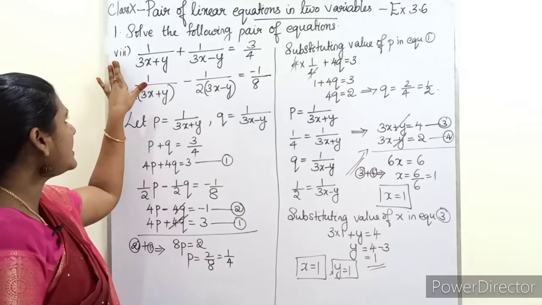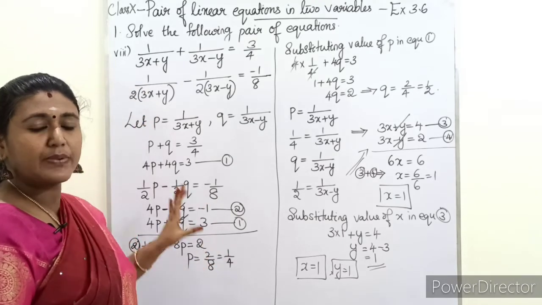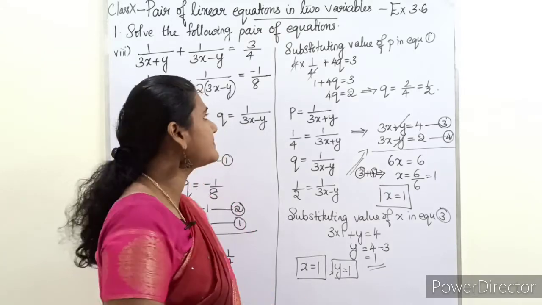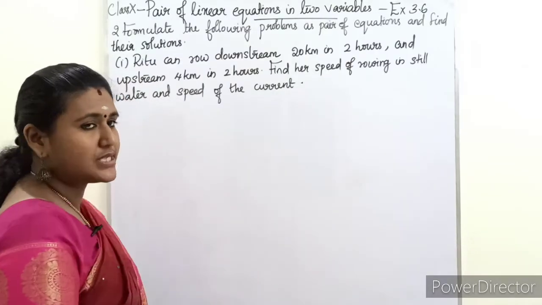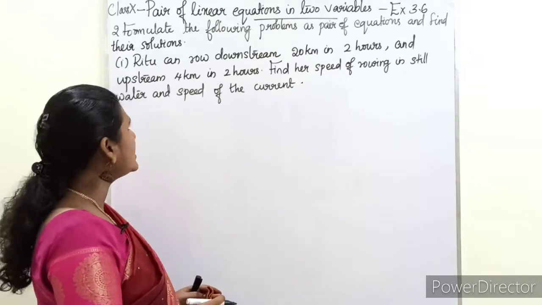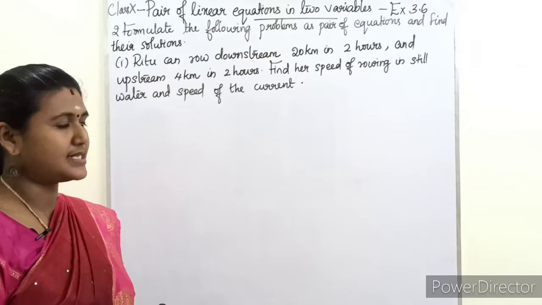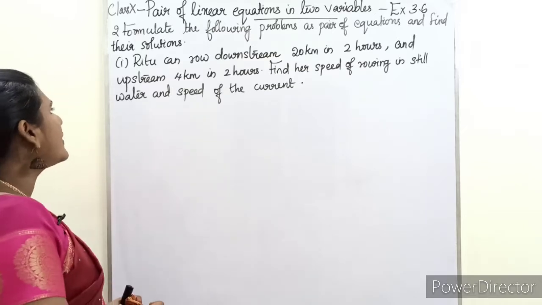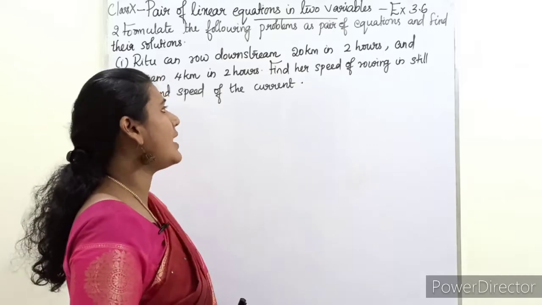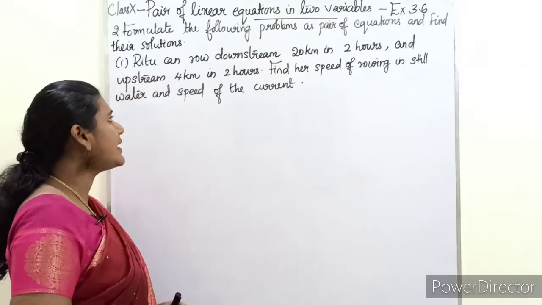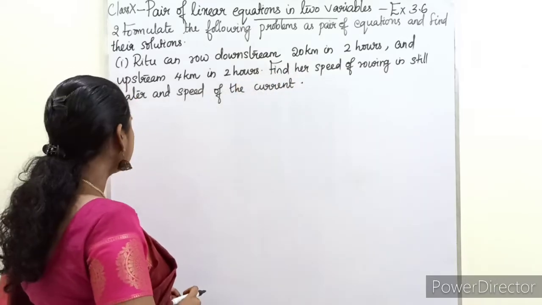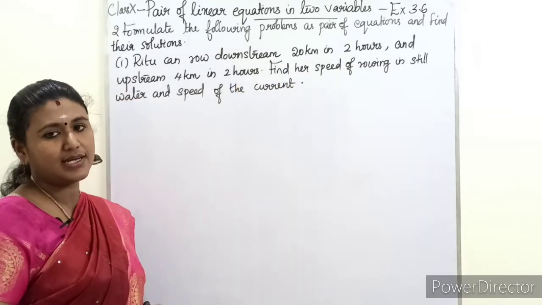So we have completed the 8 subdivisions in the first question. Now we will see word problems. Second question: formulate the following problems as pairs of equations and find their solutions. First question: Ritu can row downstream 20 km in 2 hours and upstream 4 km in 2 hours. Find her speed of rowing in still water and the speed of the current.